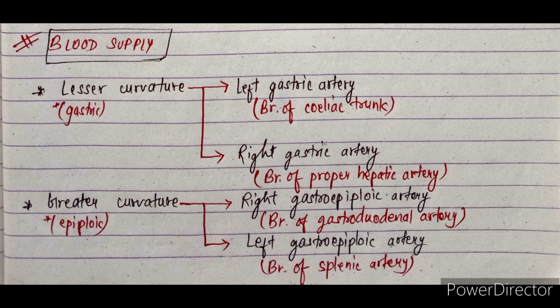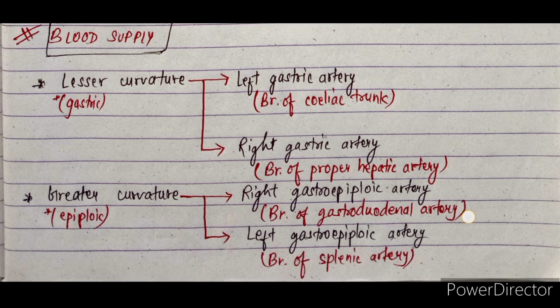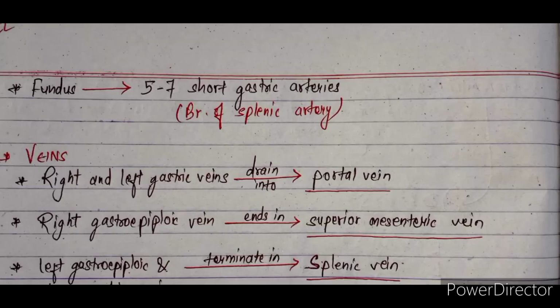Now here, as we know that the greater curvature is supplied by epiploic artery, that is right and left gastroepiploic artery. So the right gastroepiploic artery is the branch of gastroduodenal artery and left gastroepiploic artery is the branch of splenic artery. And the fundus is supplied by 5 to 7 short gastric arteries, which is the branch of splenic artery.